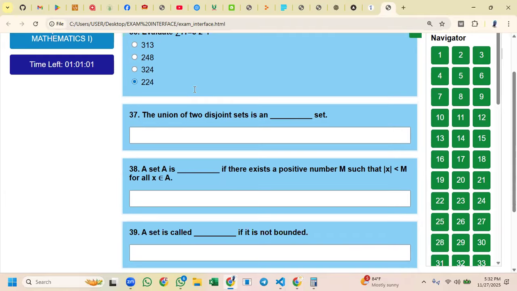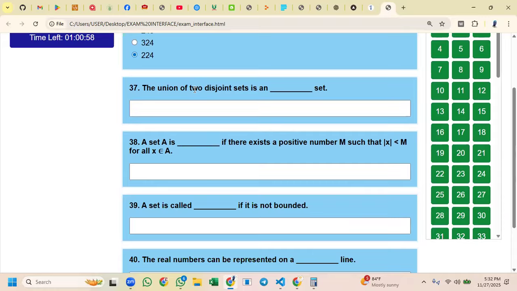The union of two disjoint sets is an dash. Do you know what they're asking you there? You know disjoint sets now, sets that don't have anything in common. Their union is actually the empty set. If they are disjoint, that means there is no element there. You understand? So this will be an empty set.